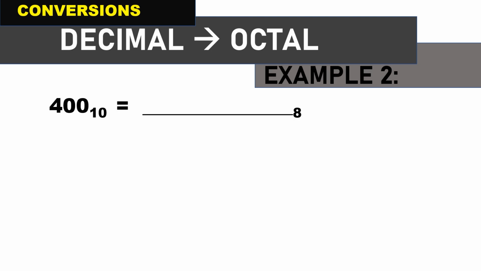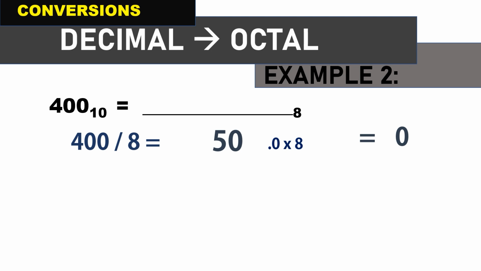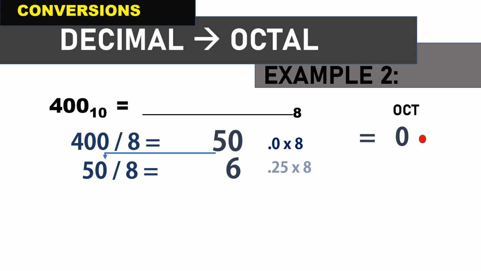Okay, so we have another example. This time we have 400 given in decimal to be converted to octal. So 400 divided by 8, the answer is 50. It is exactly divisible by 8, but we need the 0.0, so we multiply it by 8, and we will have 0. I mark it as our first digit on the right, then proceed to the next step. We have 50 divided by 8, which is 6.25. So 0.25 times 8, we will have 2. So I mark it blue for our next digit.